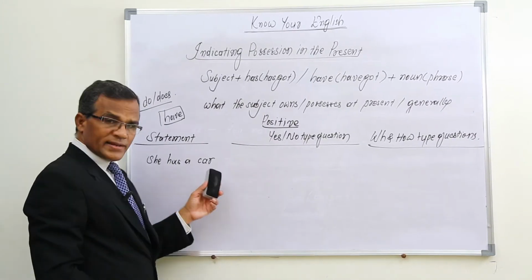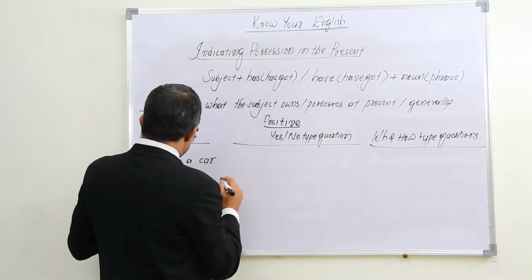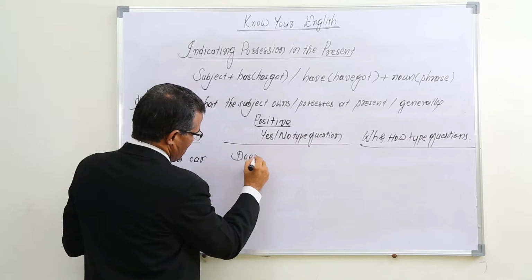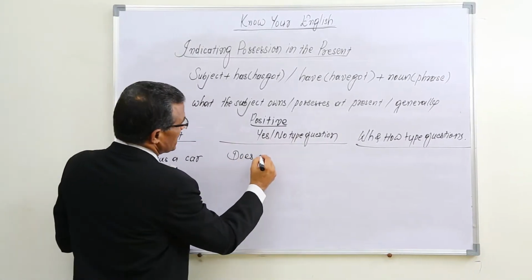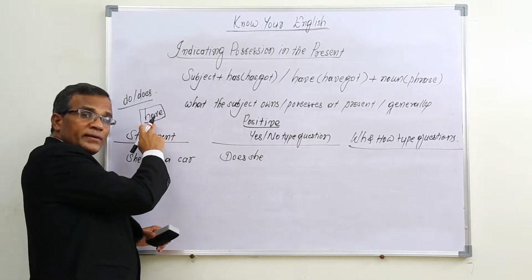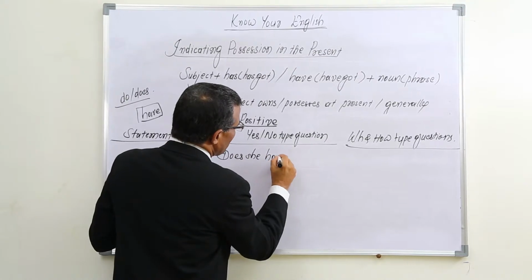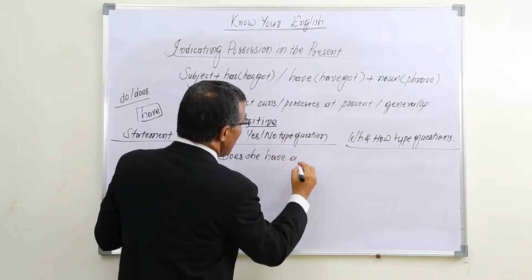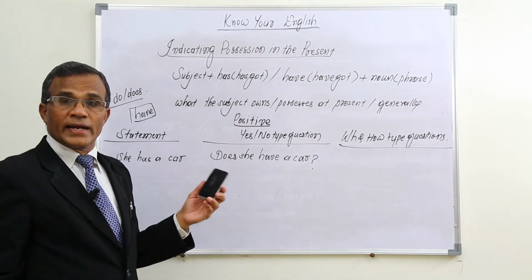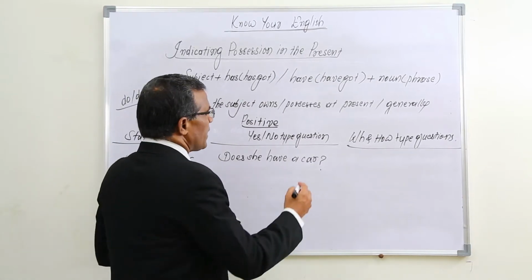Okay, she has a car, for example. As she is singular, I use does. Then the subject is she, does she. And after that, what we have to take is only have. Does she have a car? Whether she has any car like that, we are asking. Does she have a car?